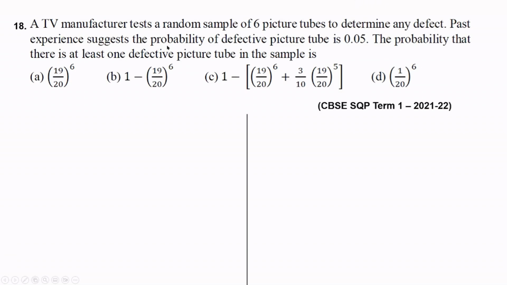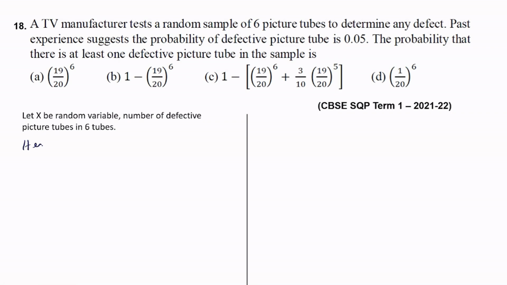Next question, a TV manufacturer tests a random sample of 6 picture tubes to determine any defect. Past experience suggests that the probability of a defective picture tube is 0.05. The probability that there is at least one defective picture tube in the sample is. So here we have a random sample of 6 picture tubes which is tested for any defect, and the probability of a defective picture tube is 0.05. We have to find the probability that there is at least one defective picture tube.